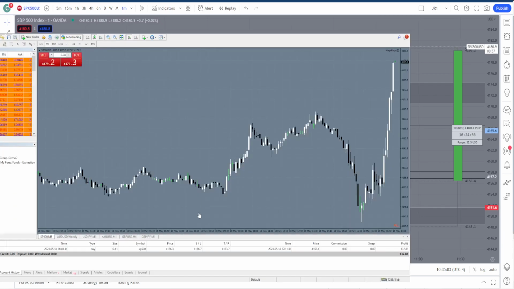To get started, I'll just show you my account to show you that I did take the trade right there. You could see I did take the trade on SPX. I will be talking about this in a second, but I just wanted to show you that I took the trade. And these are live markets, as you could see. It's on MyForexFunds, an evaluation.